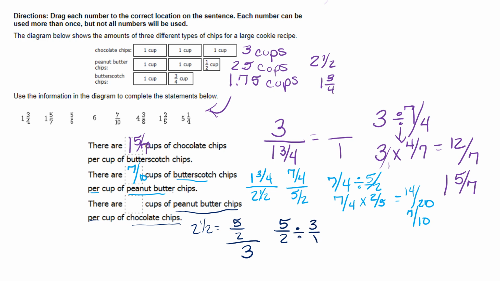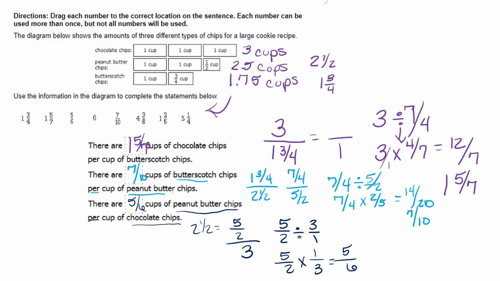Remember, a fraction is always over 1 if you don't see a number there, because how many times does 1 go into 3? 3 times. So we leave the first number, we change the divide to a multiply, and we flip the second. 5 times 1 is 5. 2 times 3 is 6. So we have 5/6 cups of peanut butter chips per cup of chocolate chips.